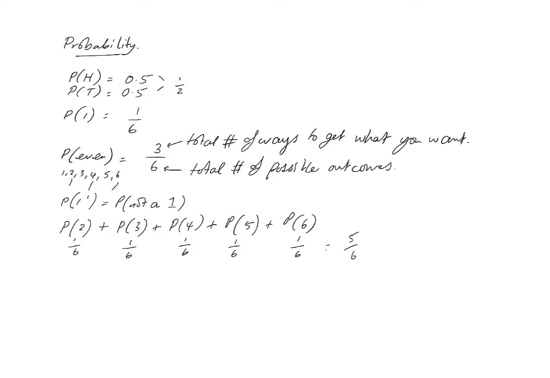5 out of 6. Now, that makes sense because the probability that you roll any number must be 100%. So the probability of getting a 1 plus the probability of not getting a 1 must be 100%. It must equal 1 because you can't roll anything else. You can either roll a 1 or not a 1.